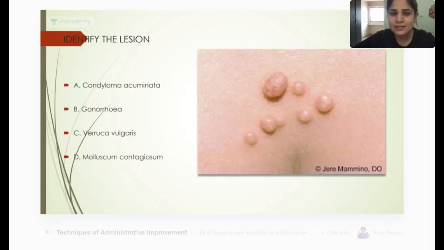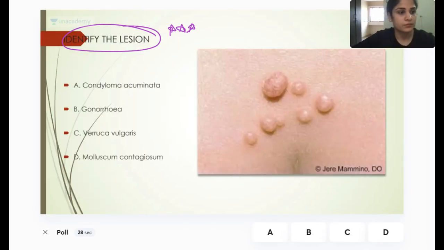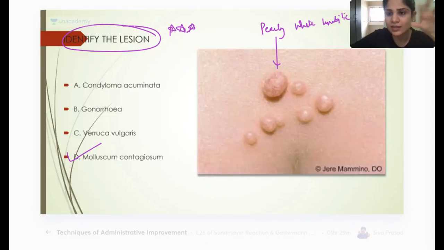Now this is another one that they keep asking again and again in the exam, and it is also very important. Identify this lesion, and there are very particular things about this lesion that we will discuss. So what is this? Everyone knows that this is molluscum contagiosum, correct? These are pearly white umbilicated papules. That's how you identify them. They are mainly present over the sexual areas, over your genitalia, in the buttocks, in the gluteal cleft. So these are pearly white umbilicated papular lesions. Umbilicated means you will see small depressions on them.